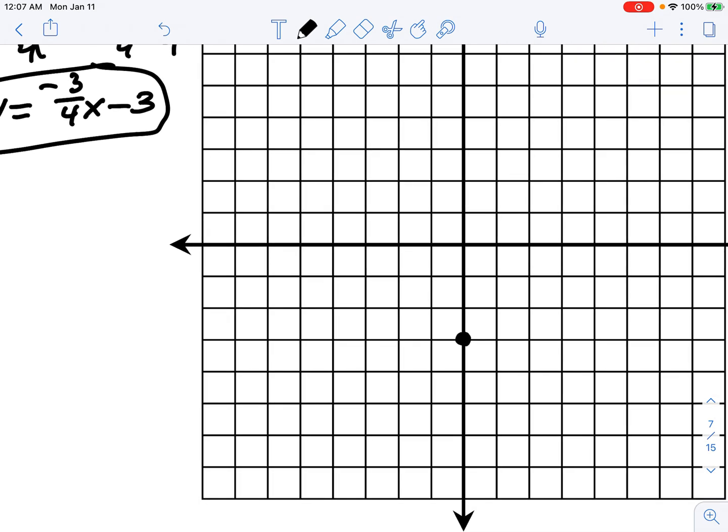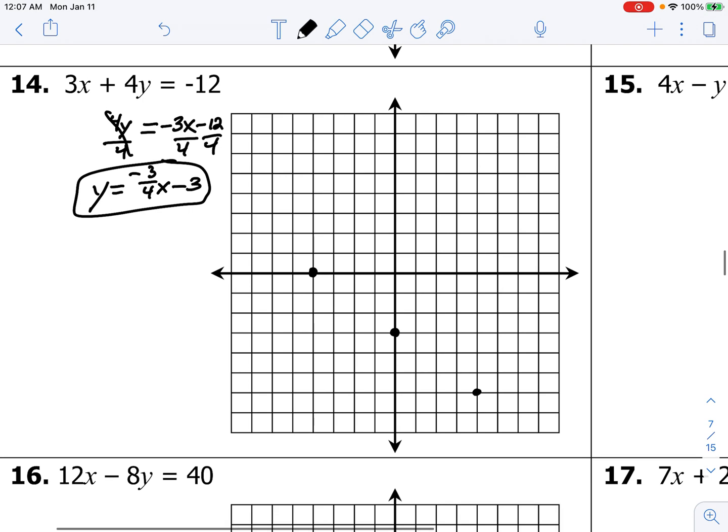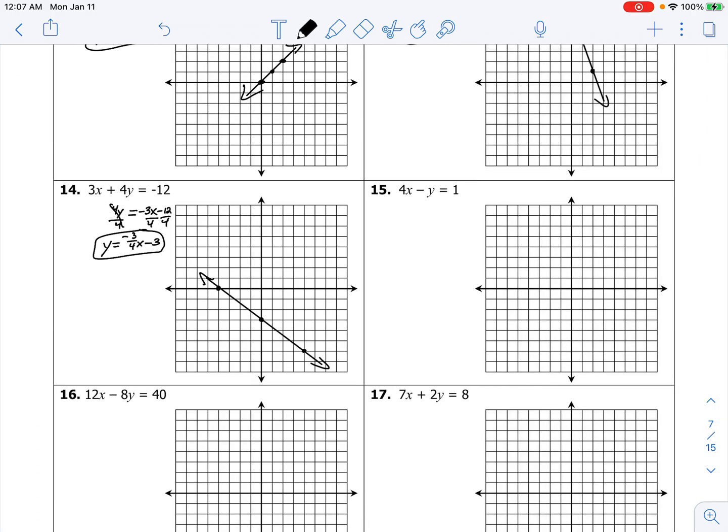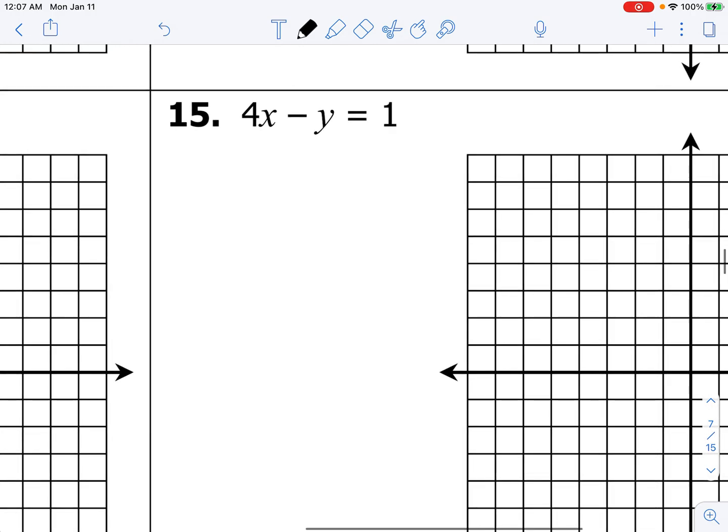And then we're going to go down 3, right 4. So down 1, 2, 3, right 1, 2, 3, 4. If we try another one, we'll go off the graph. So we're going to go back to the y-intercept, and we're going to go up 3 and left 4. And then we will draw our line. All right, number 15.